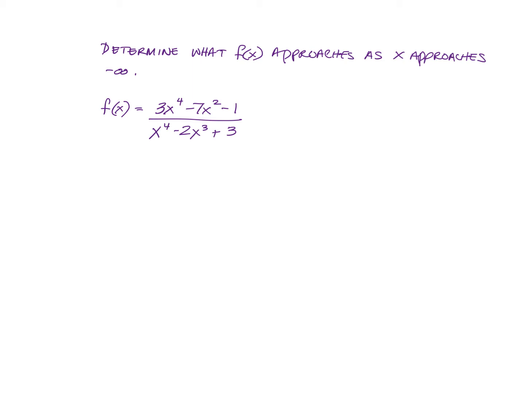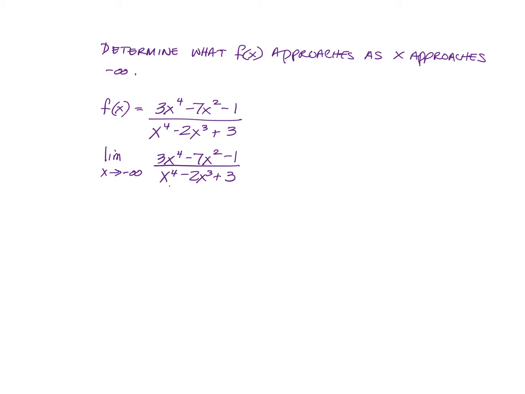So the way we write that mathematically is find the limit as x approaches negative infinity of 3x to the fourth minus 7x squared minus 1 all over x to the fourth minus 2x cubed plus 3. The first technique is to determine the highest powered term in the denominator, and in essence divide every term in the function by that power. So I'll show you what I mean here.